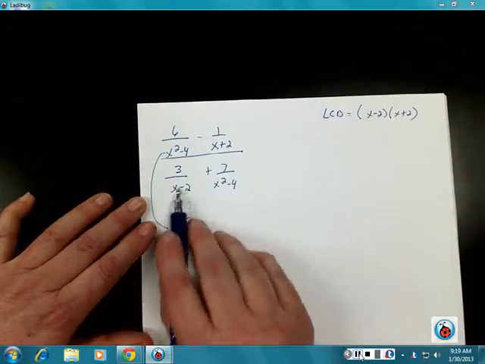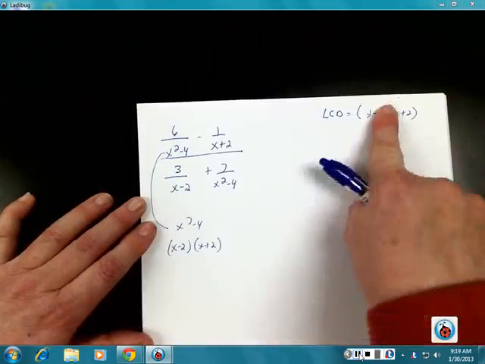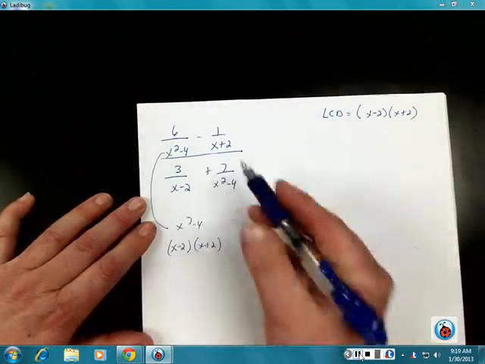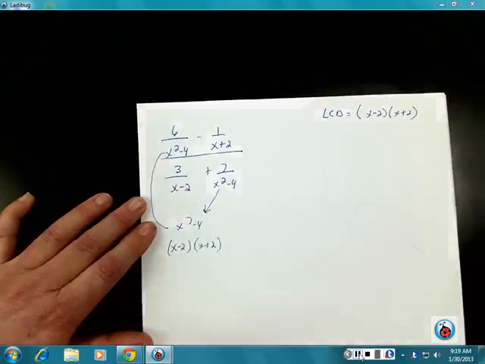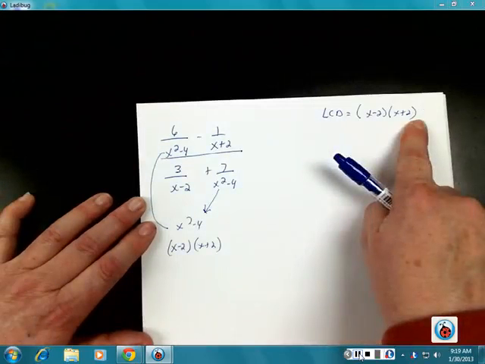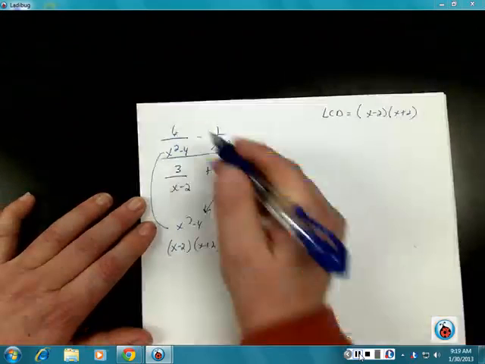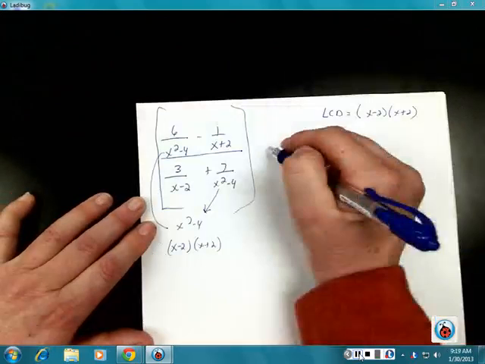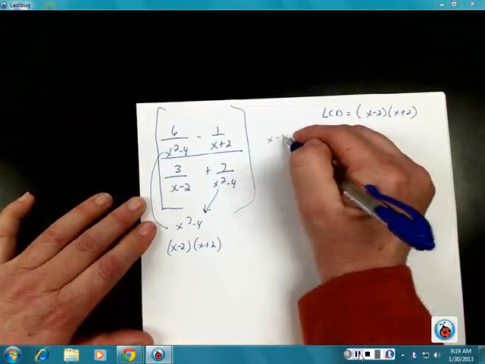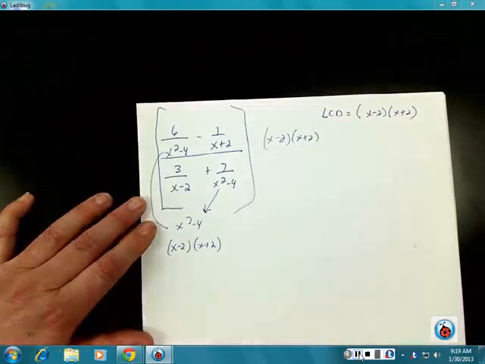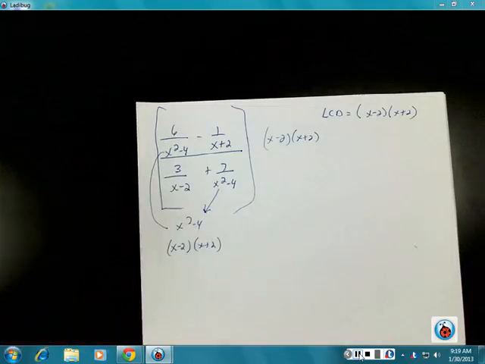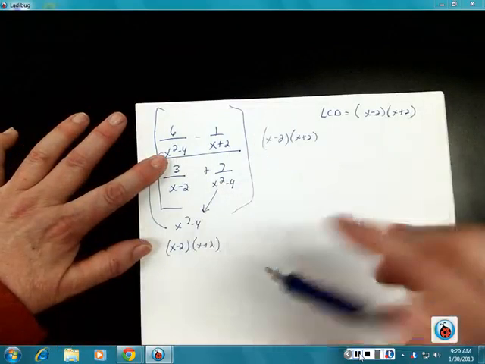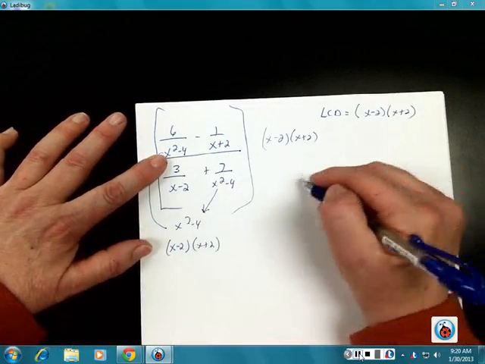But what about my bottom? Do I need an x minus 2? Well, I got an x minus 2, so I don't need that one. And this x squared minus 4 is what I just factored, so do I need any of those? No. So what I can do with this whole thing is multiply the whole thing by x minus 2 and x plus 2. So what comes out of this? x squared minus 4 matches this perfectly. Does 6 get multiplied by anything? No.